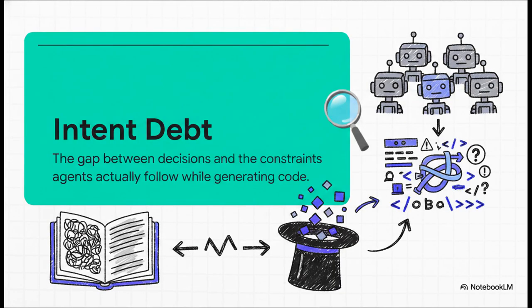And this whole confusion leads directly to something called intent debt. Intent debt is the gap between organizational decisions, those rules that live somewhere in a dusty wiki, and the actual constraints that your AI agents follow while they're generating code. Relying purely on memory leads AI native teams to accumulate massive amounts of this intent debt. You end up with a code base that looks like it was beautifully architected on the surface, but functionally, it behaves like it was just randomly sampled out of a hat.